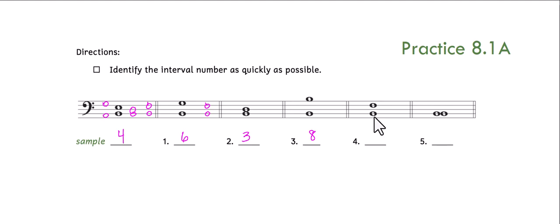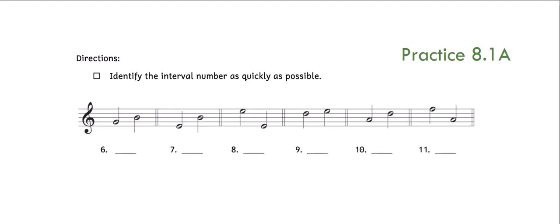Number 4, line to line, this is a fifth. And number 5, this is a unison because it's the same note. Now, like the octave, this has a special name. We call it a unison. We never call it a first. Go ahead and do the second row, pause the video, and press play when you're ready.